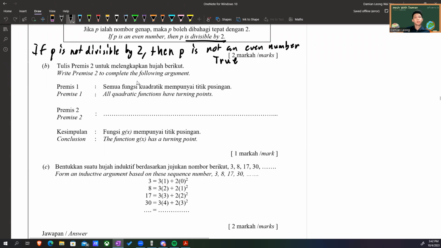Then part B. All quadratic functions have a turning point. Conclusion, function g has a turning point. So it must be about function g(x). If the conclusion is that it has a turning point, premise 2 should be that g(x) is a quadratic function. That follows the first part.